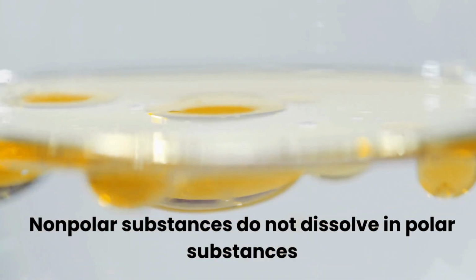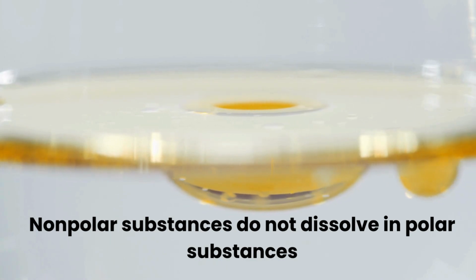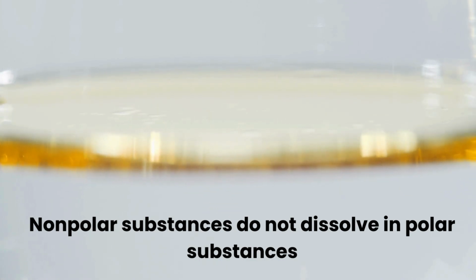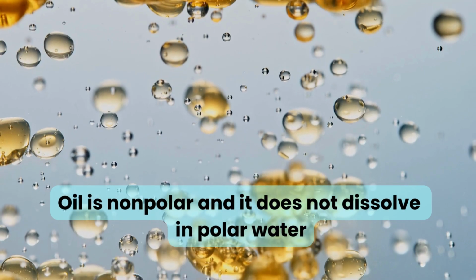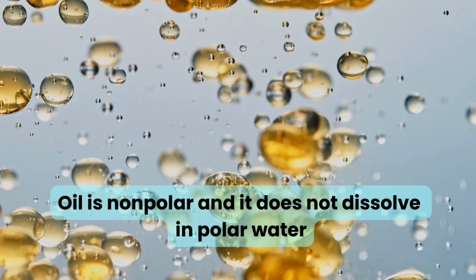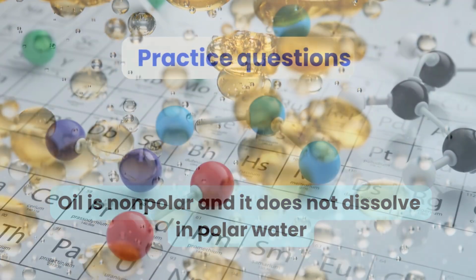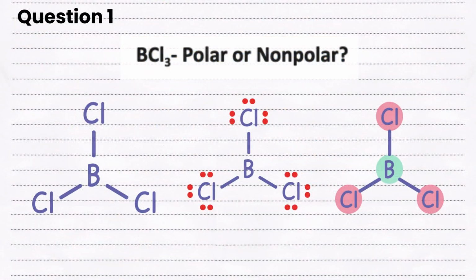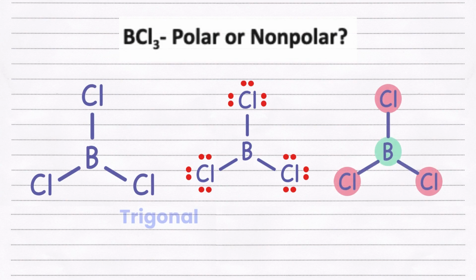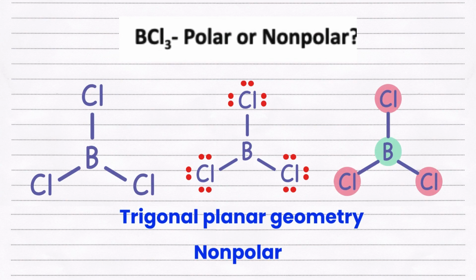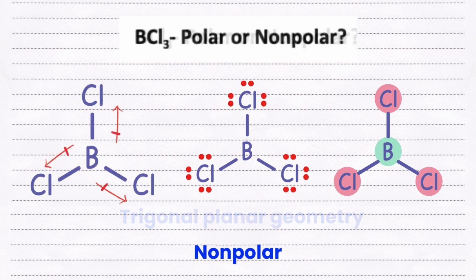Nonpolar substances do not have partial positive and negative charges, and so they do not dissolve in polar substances. Oil is nonpolar, and since it does not have any partial plus or minus charges, they are not attracted to the water molecules. Practice questions. 1. Boron trichloride, polar or nonpolar? Nonpolar. BCl3 is a trigonal planar molecule, which means it is a symmetrical molecule. The boron-chlorine bond dipole moments cancel out, making the molecule nonpolar.